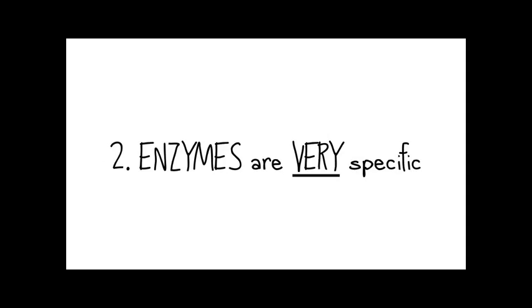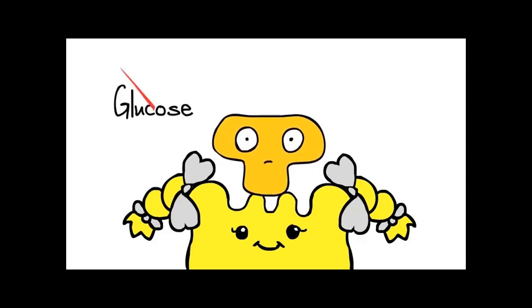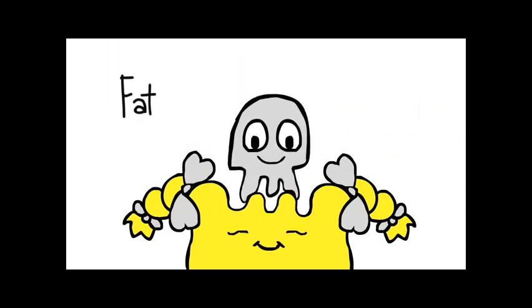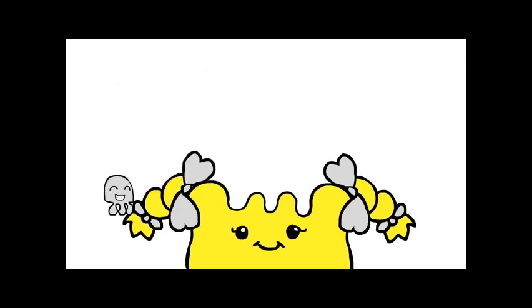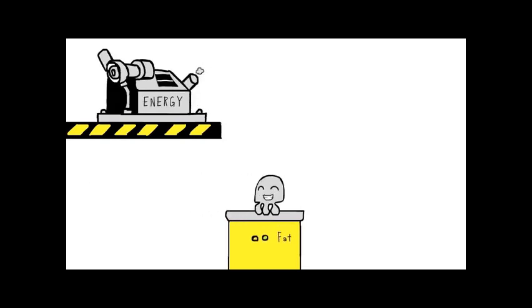Number 2, enzymes are very specific. Each enzyme can only bind to one type of substrate. Let's look at the case of lipase enzyme, which breaks down fats. Molecules like glucose and proteins cannot fit into the active site of lipase. Only fat cells can bind to the active site because they have the right shape. This ability to act on just fat cells is very important for lipase. Lipase converts fats into energy.